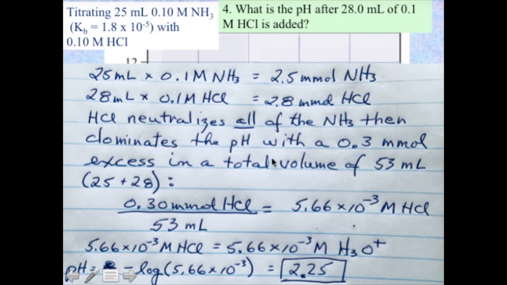So we take our 0.3 millimole excess and divide it by the total volume that we have, 25 plus 28, which is 53 milliliters. And we get a molarity of HCl, or hydronium ion, of 5.66 times 10 to the minus 3. Simply to find the pH, we take the negative log of 5.66 times 10 to the minus 3, and we get 2.25. Now let's talk about indicators.